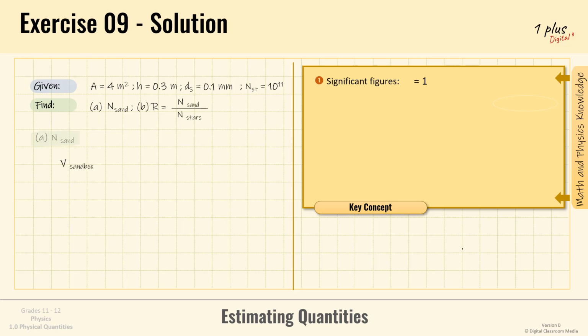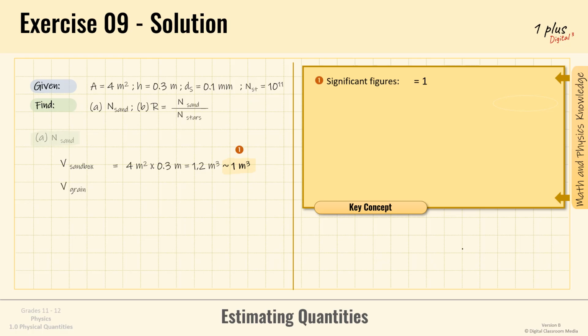Step 1, we determine the volume of the sandbox. Volume is area times height. So 4 square meters times 0.3 meters. This gives 1.2 cubic meters. For an estimate, we round this to 1 significant figure, so approximately 1 cubic meter.